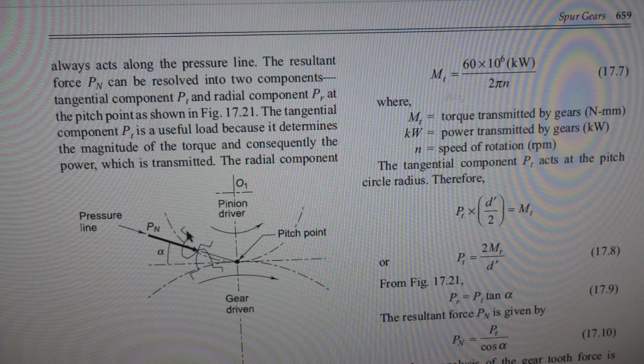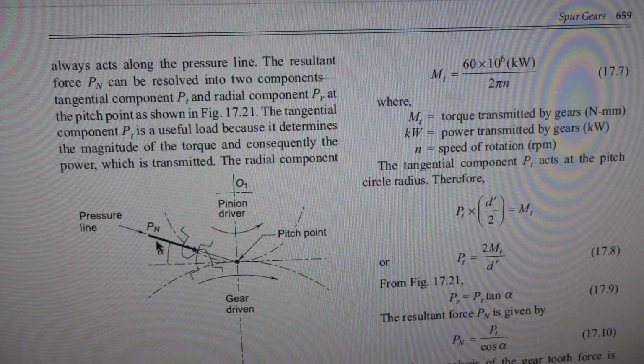Suppose the teeth of this pinion are in contact with the teeth of the gear during the power transmission. This is the common normal. The force which acts on this tooth by the pinion or driver is acting along the line of common normal. This is the common normal, and this force is denoted by Pn.